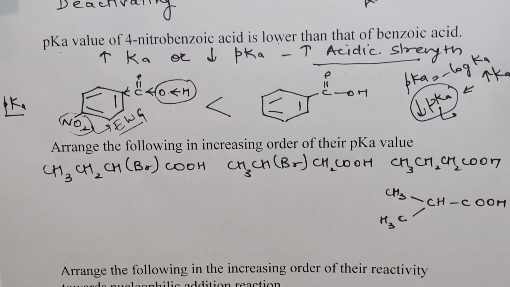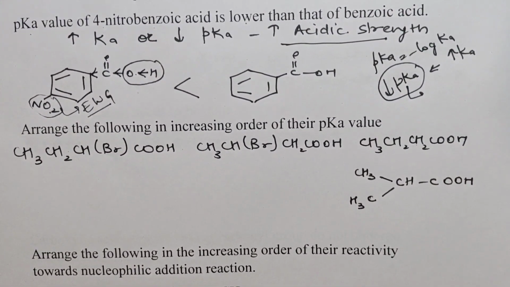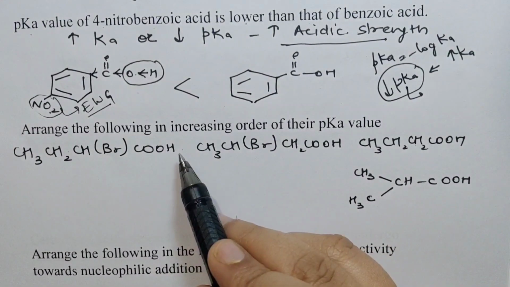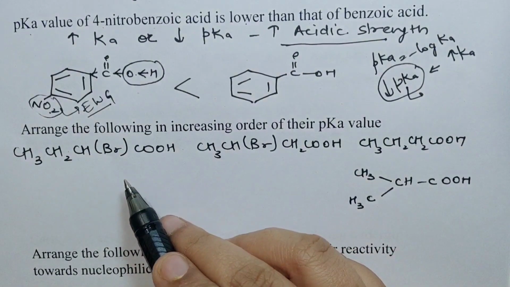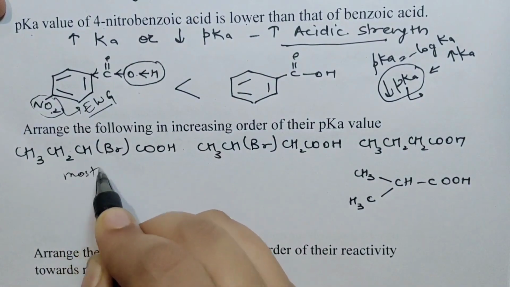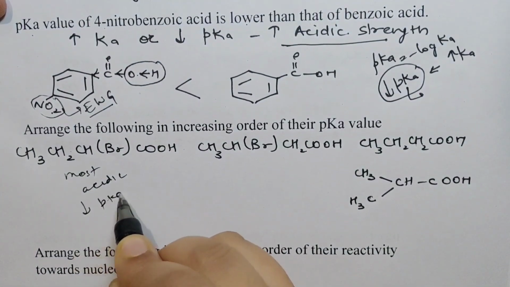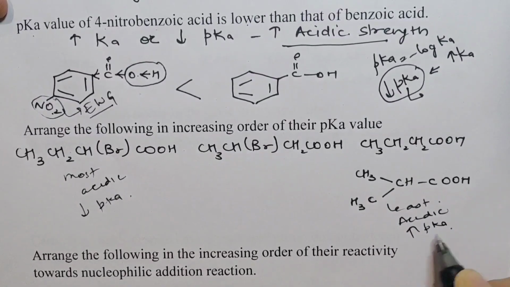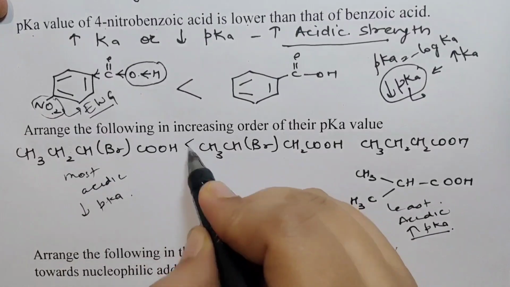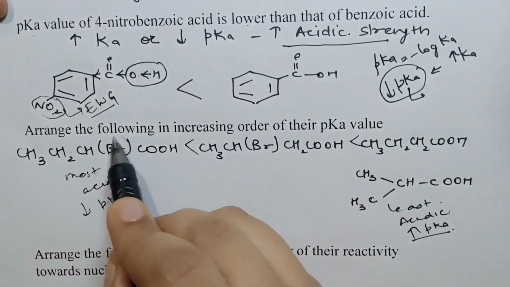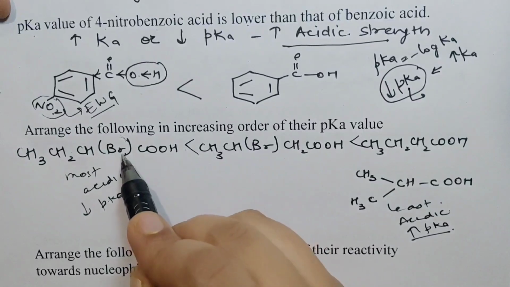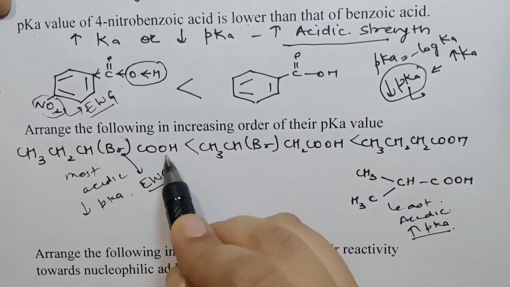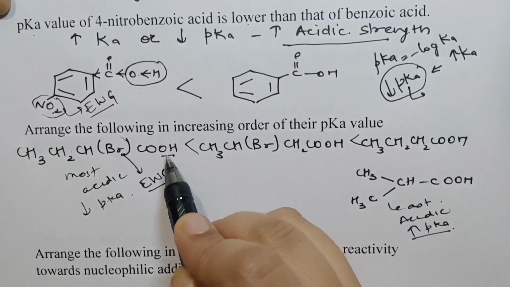Moving on, arrange the following in increasing order of pKa value. Again, increasing order of pKa value, meaning lower pKa value first, that means most acidic first. So we are going from most acidic, or lower pKa value, to least acidic, or higher pKa value. Now, here we have bromine as substituent. Bromine is an electron withdrawing group, and like I said, any electron withdrawing group would increase the polarity of the OH bond and therefore will increase the acidity.